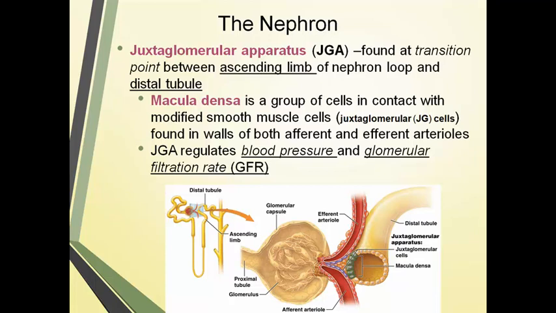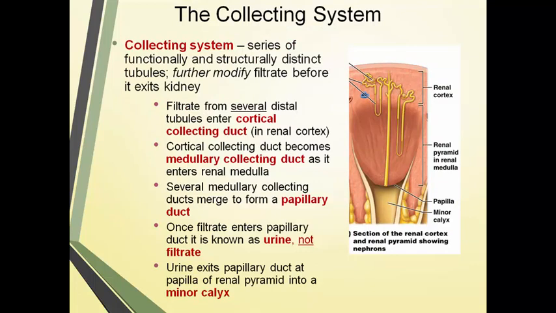The juxtaglomerular apparatus regulates both blood pressure and GFR, which is the glomerular filtration rate, how much of the filtrate comes from the blood. The collecting system, you have further modification, we said, as it travels through that.